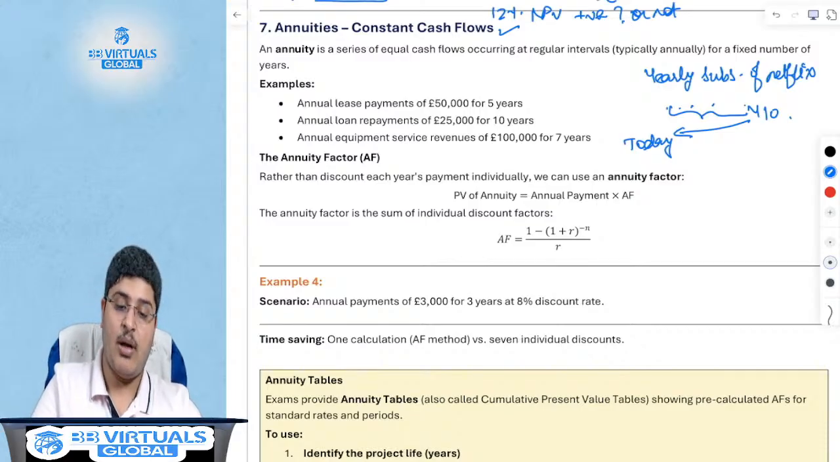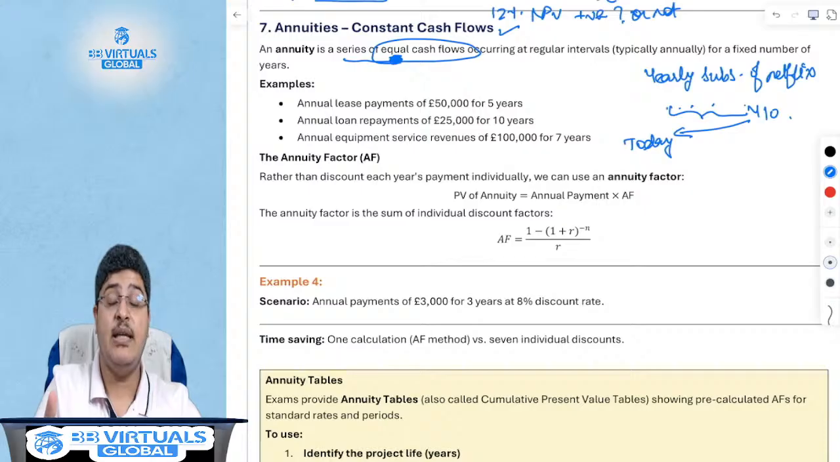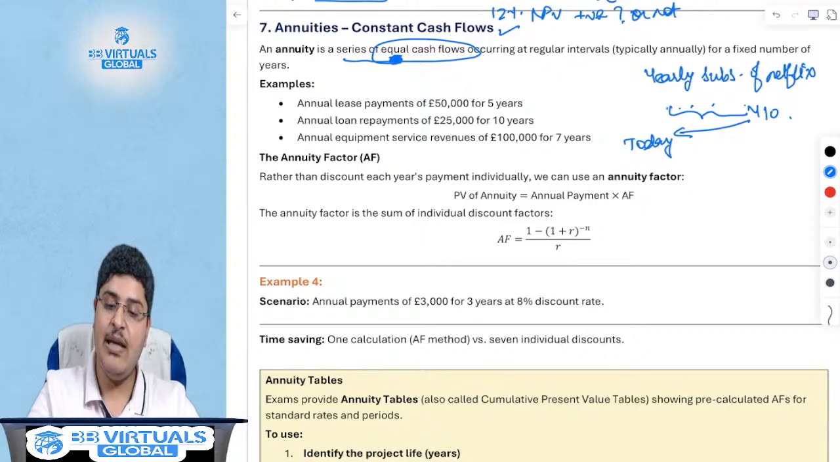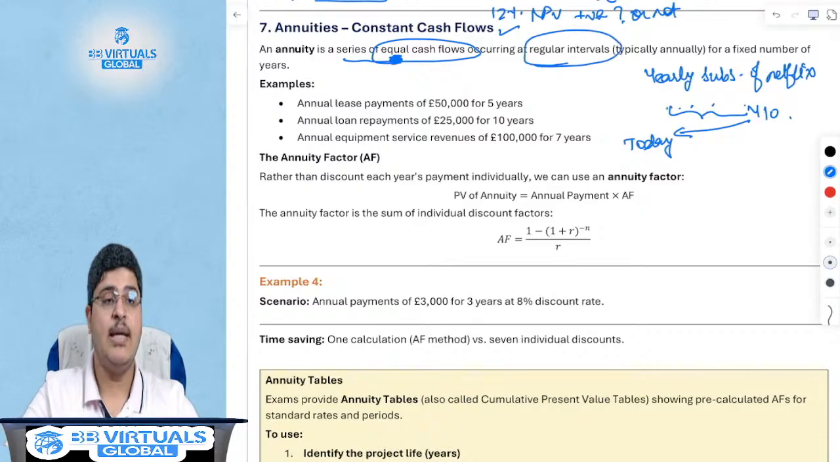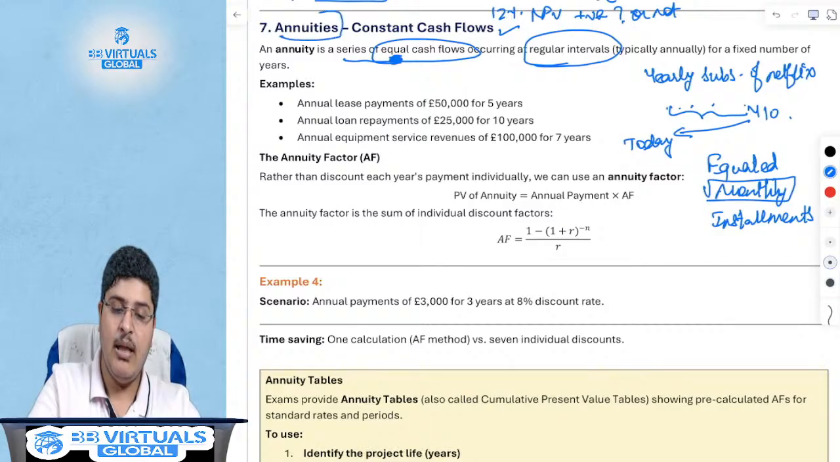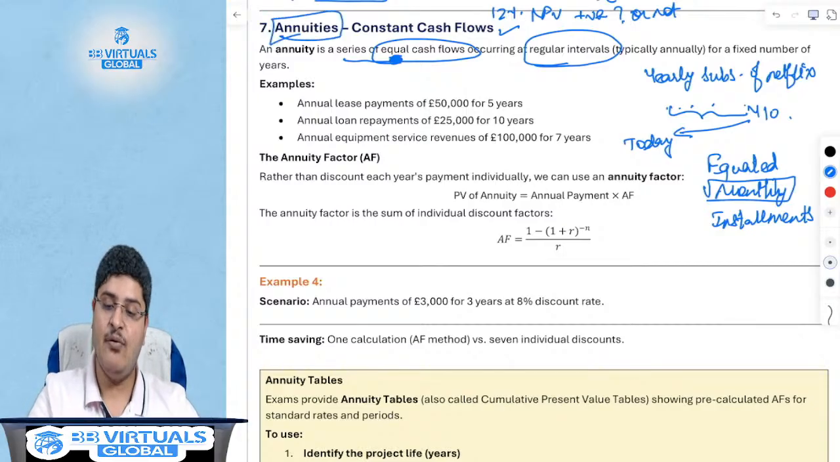First the definition: an annuity is a series of equal annual cash flows at regular intervals. Remember the word equal. Think of it as similar to EMIs, equated monthly installments. Just like they are monthly, if they were annual, they would be annuities. The same cash flow at a regular interval, typically annually, for a fixed number of years, is called an annuity.